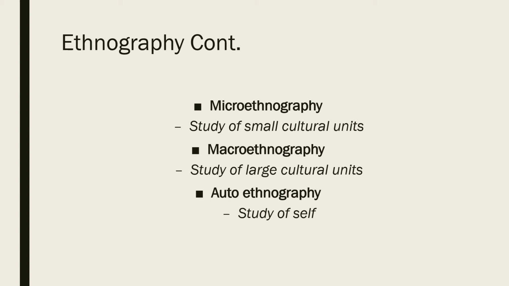Then they go into smaller portions of ethnography. The first is microethnography, the study of small cultural units. Say, for instance, you're studying just the culture of one classroom. That's a very tiny culture, so that would be considered a microethnography. And then there's macroethnography, which is the study of large cultural units. Say you're studying the entire United States, that's a very large culture, and so that would be macroethnography. And then there's autoethnography, which is studying yourself.